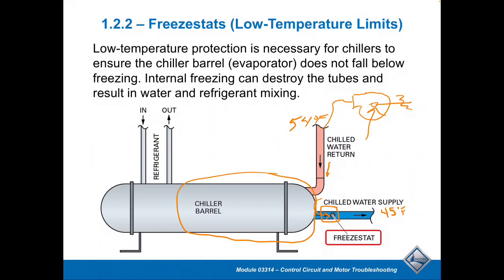You'd still want to make sure that you don't freeze up the chiller barrel or the coaxial coil. So what you would want to do is look at the controls to determine what the freeze stat protection would be. For example, if you're running water, the water would freeze at 32, so you would want to make sure that you are not getting close to that.